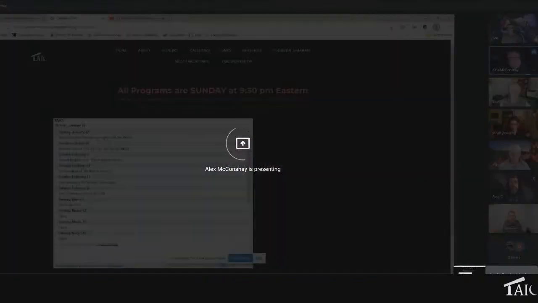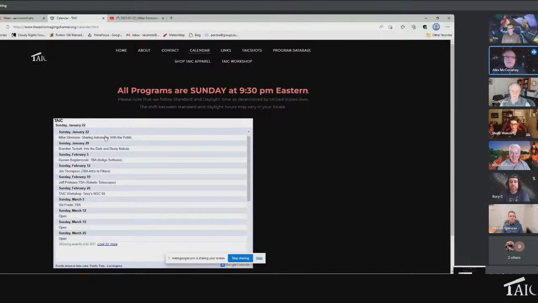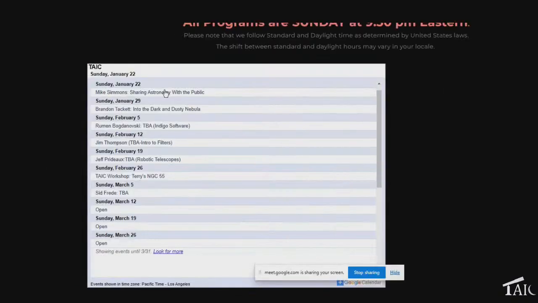We've got some cool things coming up in the near future, and I think I'll share them with you so that you'll know and get excited about it. First thing we're going to look at is the calendar, of course. Mike is here tonight with us. I've known Mike for a long time. He's been doing outreach in Southern California and around the world, and he's going to tell us about some of the joys he's had reaching out to people, turning them on to astronomy. So he's going to tell us about that.